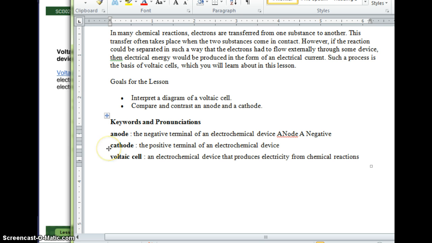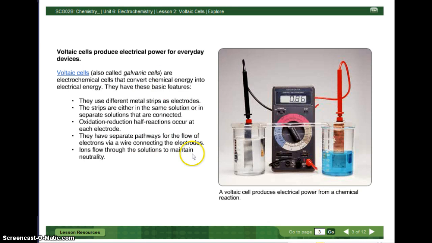Cathode is the positive terminal of an electrochemical device. So hopefully you remember this from anions. Remember, a negative ion, and cathodes are positive ions. Now we have anode, a negative terminal, and the cathode, the positive one. We have the voltaic cell, which is an electrochemical device that produces electricity from chemical reactions. Voltaic cells produce electrical power for everyday devices.